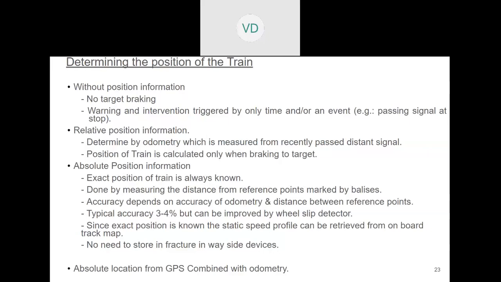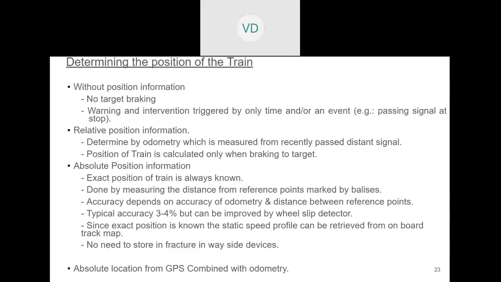Then the development was the absolute position information. That means the whole network is put on a grid. Then from the starting point, exactly where you are is tracked all the time. And then of course it becomes much easier, and you only have to calculate the errors. Where you are, is there an error?